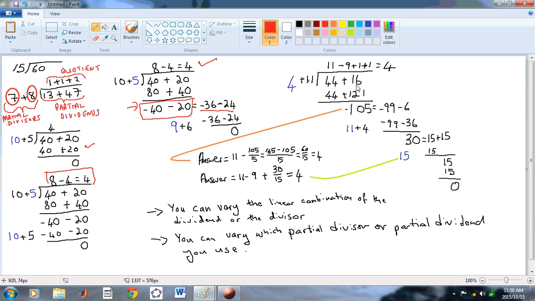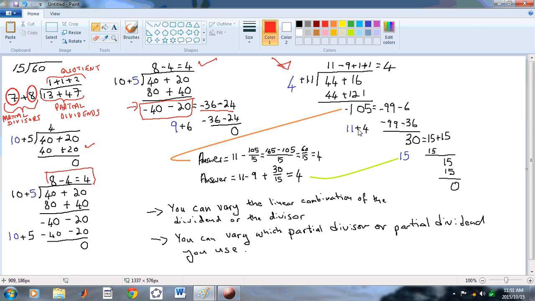Of course, I could do it in a very, very weird way, like I'm going to do it over here. I'm going to use very weird numbers like 4 plus 11, 44 plus 16, but it doesn't matter what linear combination you use. So I choose 4 here as my partial divisor. It goes into 44 11 times. Then I multiply 11 by both of these to get that. Then I subtract this line from this line to get minus 105. Then I decide, oops, I'm going to change that to minus 99 minus 6. And I'm also going to switch my divisors around.